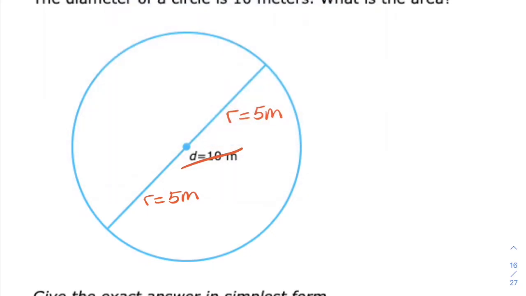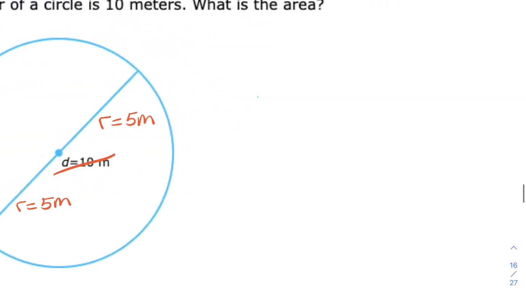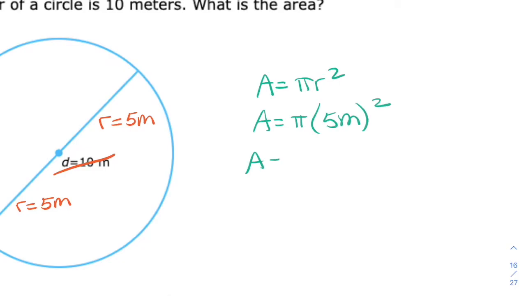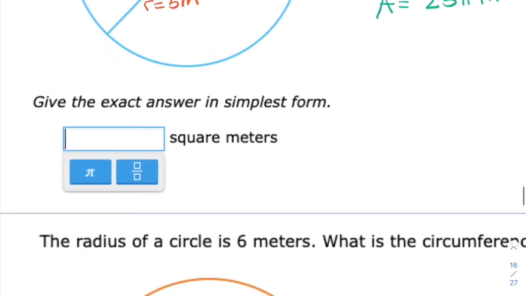Okay, so the area is equal to pi r squared. So area equals pi times 5 meters squared. So 5 times 5 is 25, and meters times meters is meters squared. What we want to do is rearrange, so we'll put 25 pi meters squared. Okay, so we will leave this as 25 pi.